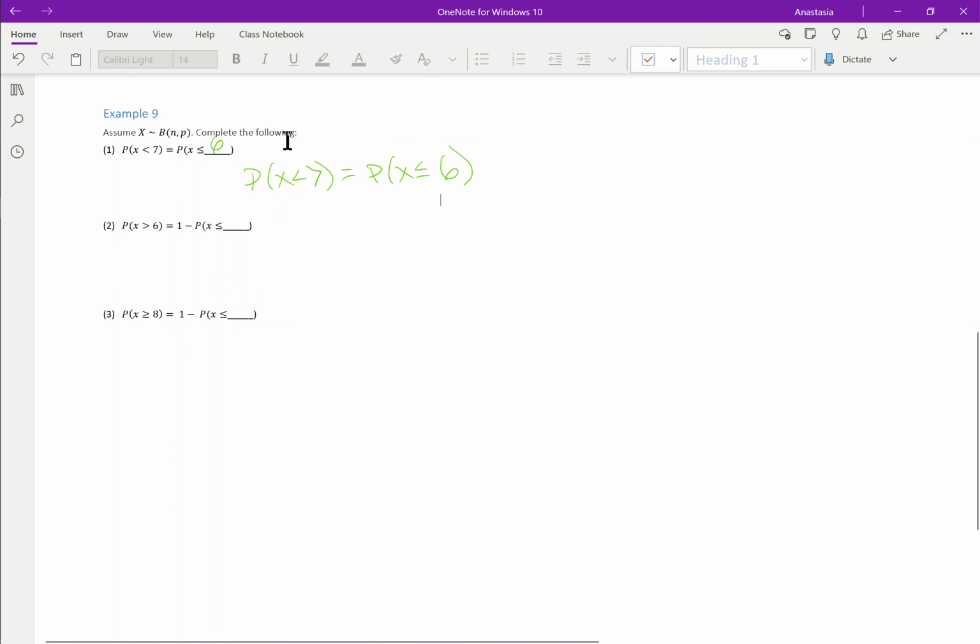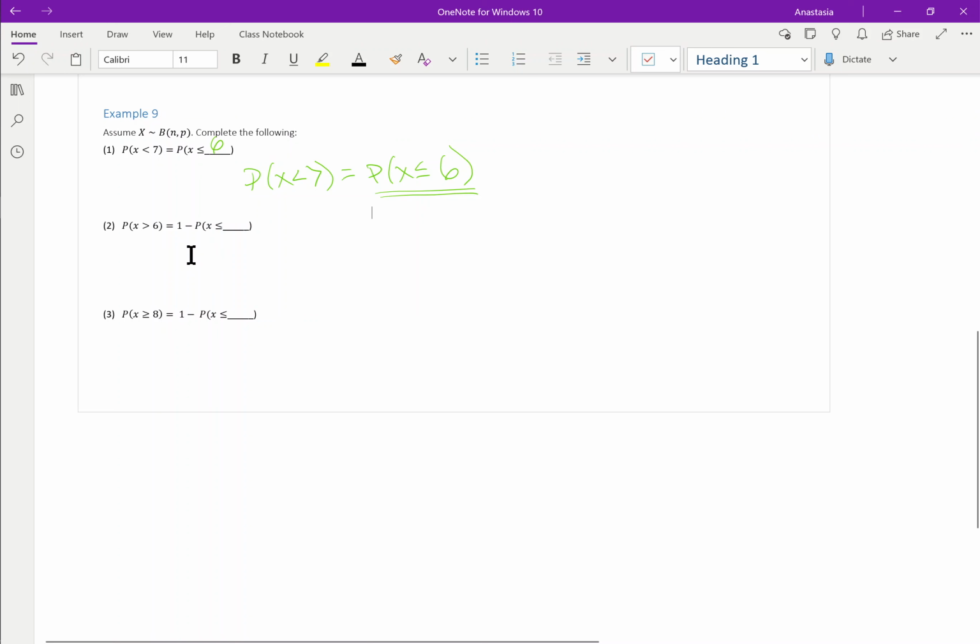Now the reason why we want to be able to rewrite it like this is when we start talking about calculating probabilities using a calculator, we need to have it in this less than or equal to format. So let's consider these other two then, keeping in mind that in order to put it into a calculator, we always need our probabilities as X less than or equal to something. If we have something like this, the probability that X is greater than 6, that means that we are considering the values for X that are 7, 8, 9, 10, and so on, up to whatever n is.